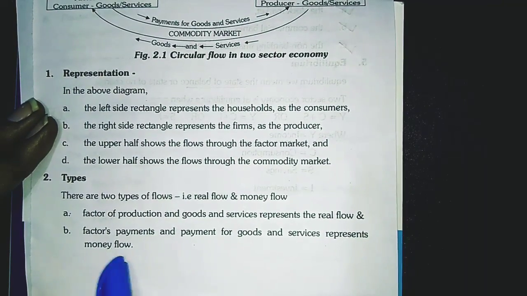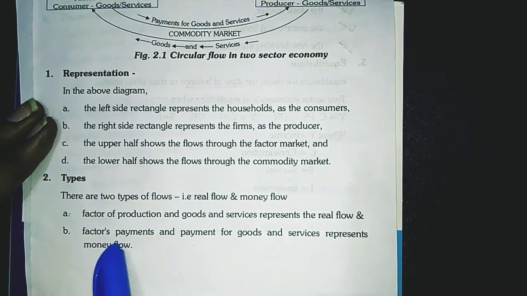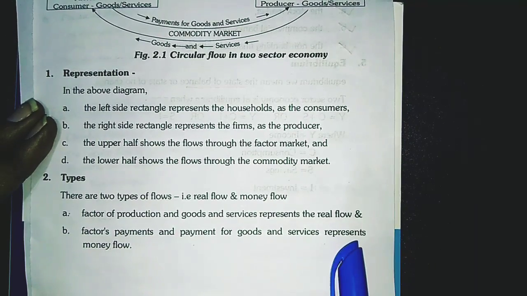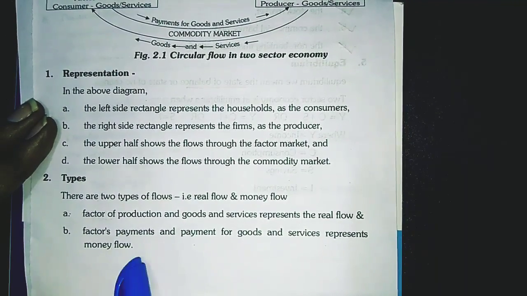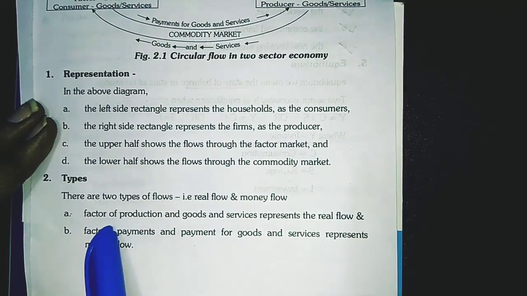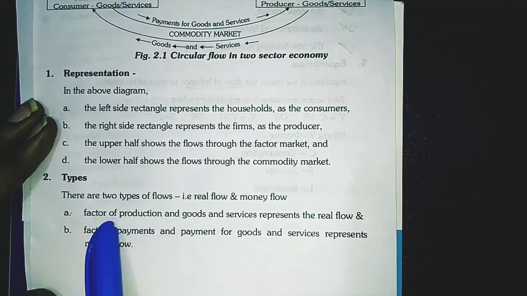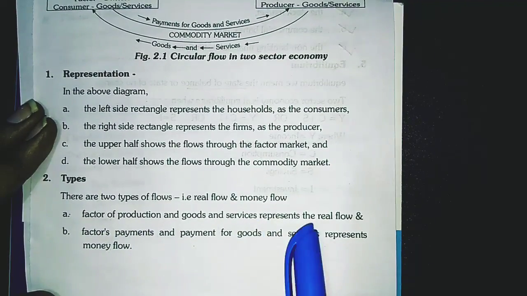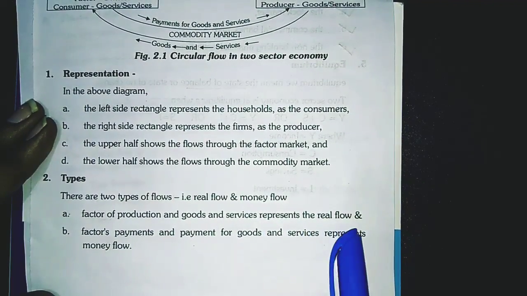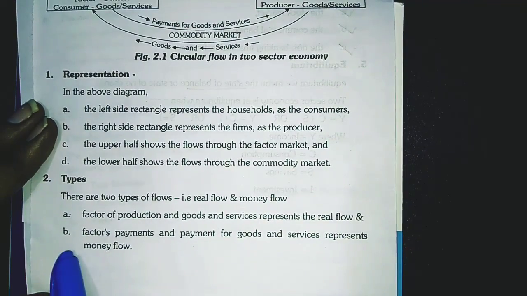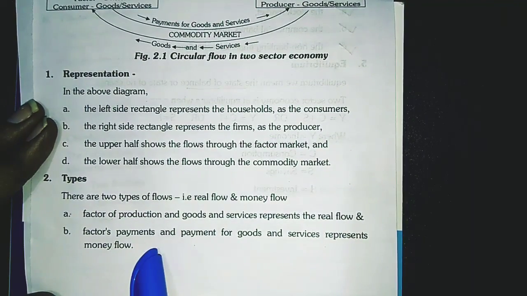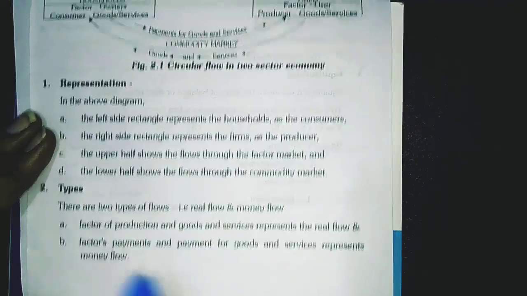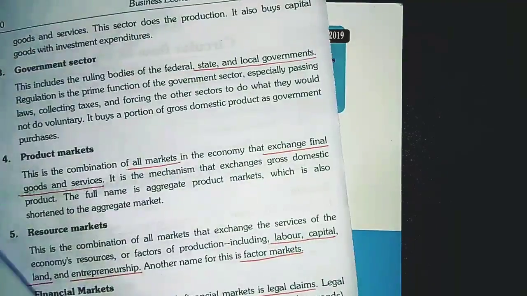Now, what represents the money flow? The factor payments and payments for goods and services represent the money flow. It means whenever you are providing any kind of products or services, that is represented in the real flow, and whatever payments you make for these goods and services, that is the money flow. So we have discussed the two points.